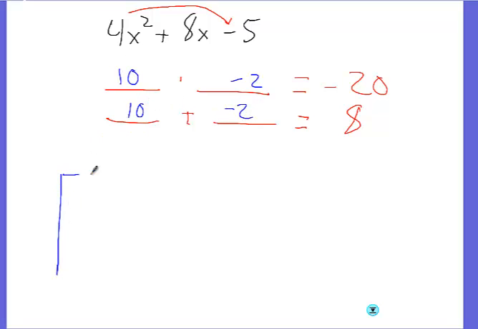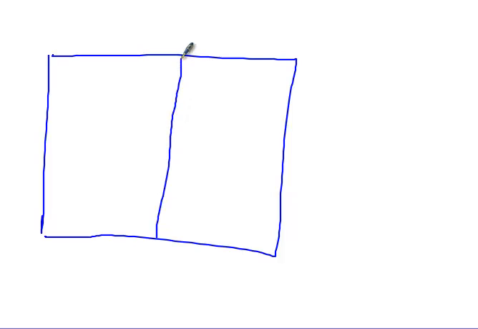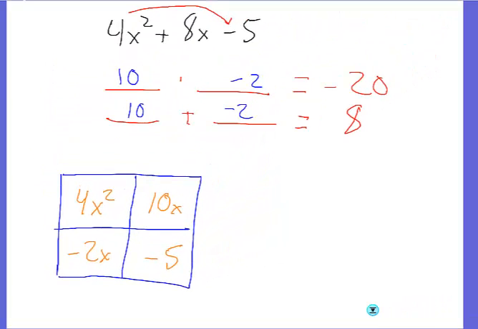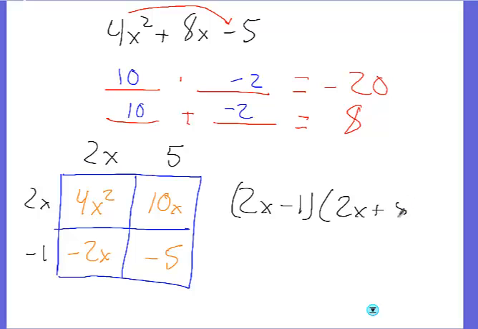We found out what works, so we build our box. Again, the top left, you're going to put 4x squared, bottom right, negative 5. I'm going to put 10x here, negative 2x here, and you're just looking for GCFs. The GCF between 4x squared and 10x is 2x. GCF between negative 2x and negative 5 is a negative 1. The GCF between 4x squared and negative 2x is just 2x. The GCF between 10x and negative 5 is a positive 5. Okay, so your answer is going to be 2x minus 1 times 2x plus 5.